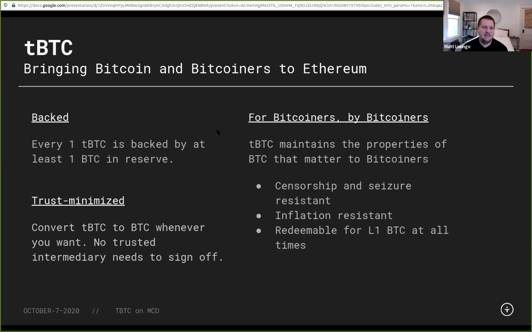So a reminder, tBTC is a Bitcoin sidechain on Ethereum. I don't use the sidechain language lightly. This is a project that is meant to bring Bitcoin to Ethereum, but it's built by Bitcoiners and for Bitcoiners. So you're not going to see any centralized custodians. I think the only real point of failure we actually have right now is a centralized MakerDAO Oracle for the ETH BTC price. But our focus here is really to build something that can allow not just Bitcoin for market makers, but actual Bitcoiners to feel confident in bringing their collateral to Ethereum and hopefully to Maker.